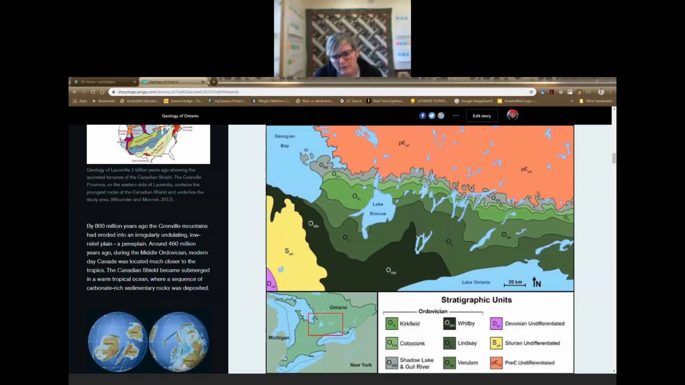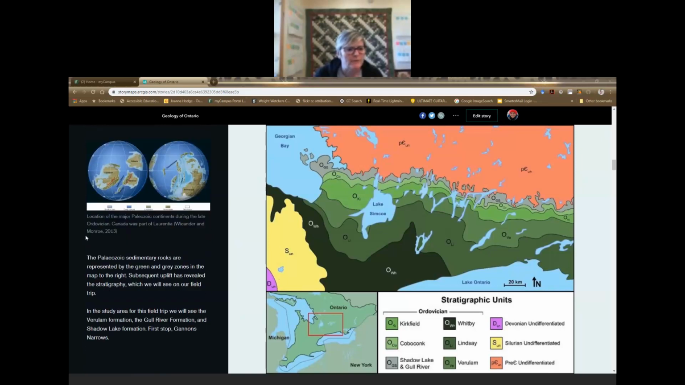So we're going to be up in this area here, looking at the Shadow Lake and Gull River rocks. We'll also see some of the Verulam Formation. We're not going to see any of the Kirkfield and Coboconk Formation today.